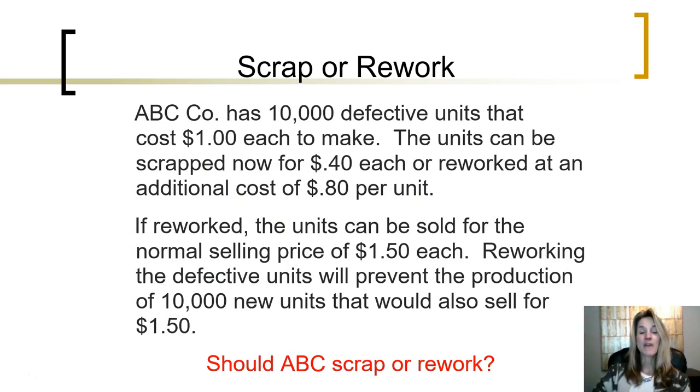For example, if ABC has 10,000 defective units, they cost $1 to make. The units can be scrapped now for 40 cents each. In other words, they will be able to sell them for 40 cents a piece, or they can be reworked at an additional cost of 80 cents per unit. If they are reworked, the units can be sold for the regular selling price of $1.50. Reworking those defective units, however, will prevent the production of 10,000 new units that would sell for $1.50.